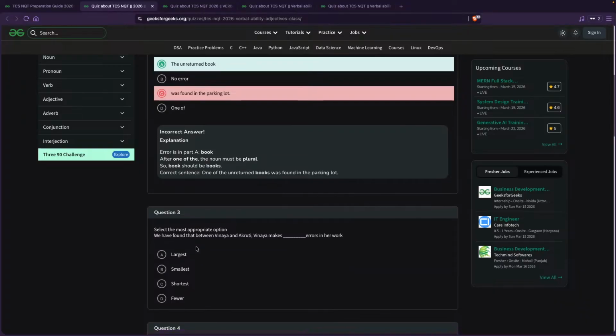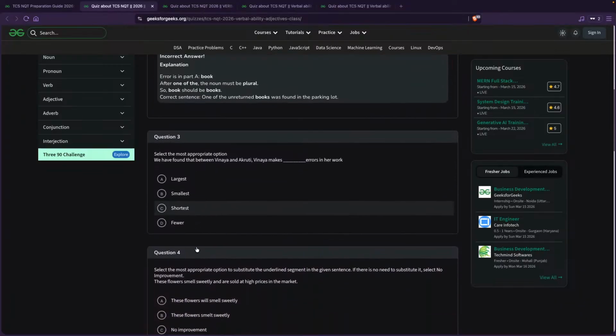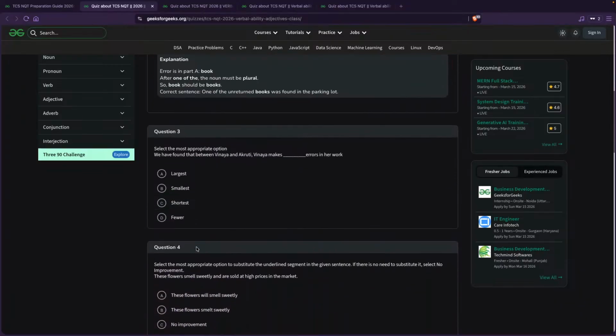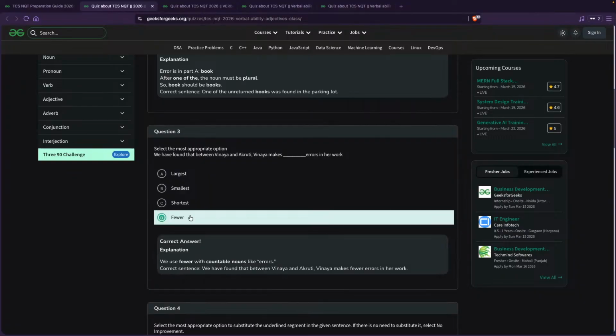We have found that between Vinaya and Akruti, Vinaya makes fewer errors in the Harvard.